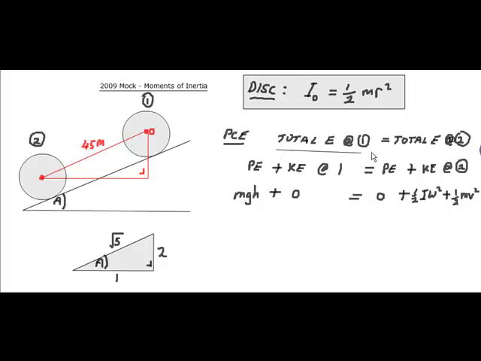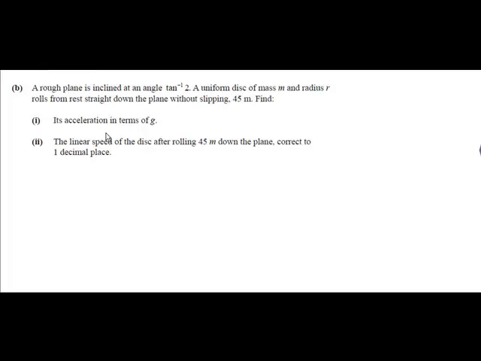I might just give this a title here. Okay, so let's figure out what we know here. Well, it's mgh on this side, of course. mgh is equal to a half I omega squared, and we can just fill in I directly for the disk. I is a half mr squared, and omega squared. And now it's time to revisit the question briefly. We're looking for acceleration.